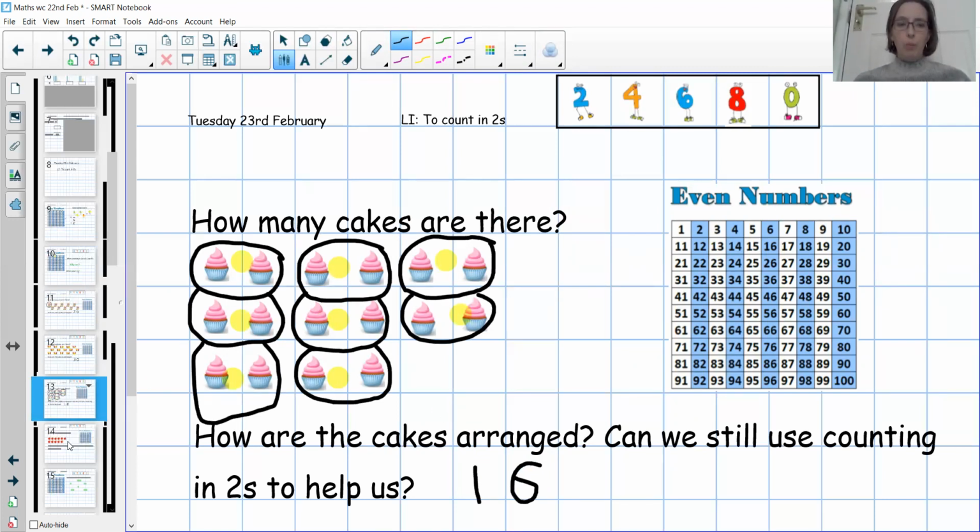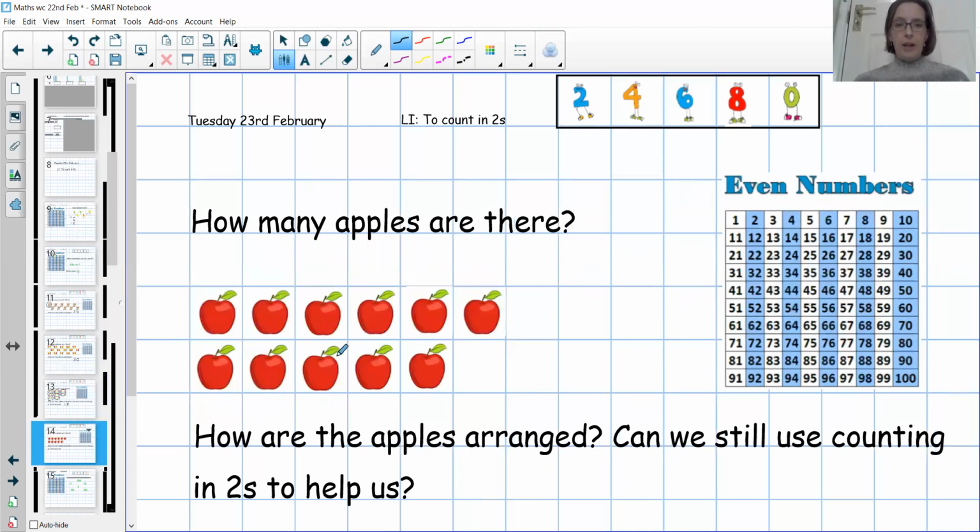All right, so I've got another exercise I want you to have a go at this time. Again, I've got some apples here. They're not easily identifiable as groups, so I want you to have a think. How many apples are there? Can you count in twos and work out how many there are?